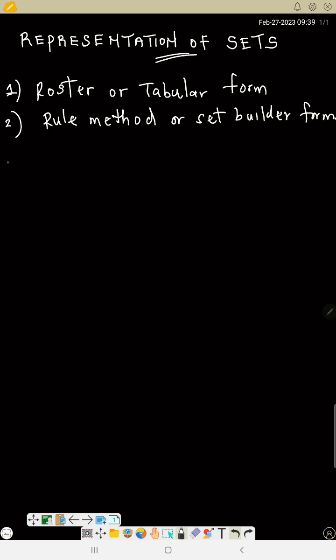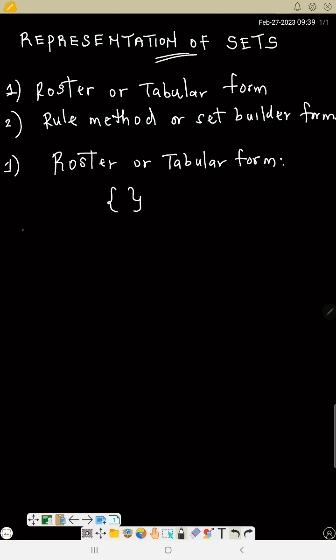So now let's take the first one. That is roster or tabular form. So in this form, all the elements of a set are listed. The elements are separated by commas and are enclosed within braces. So these are the braces.